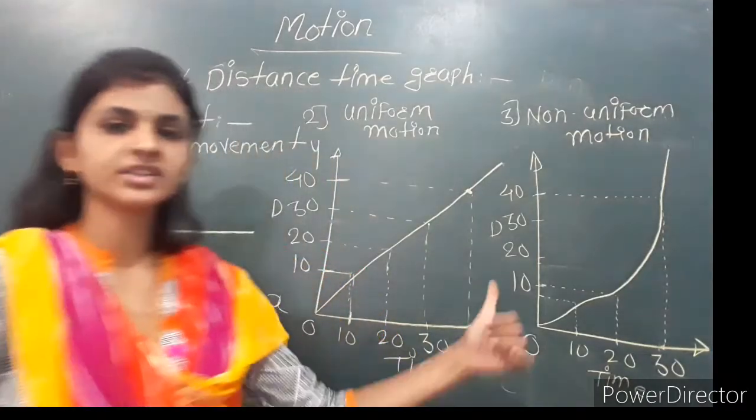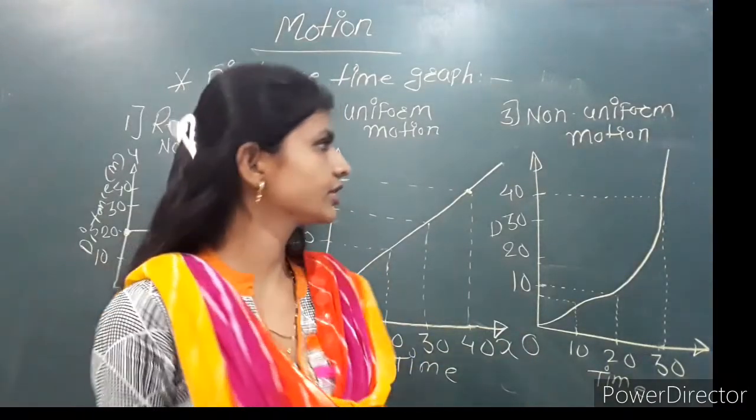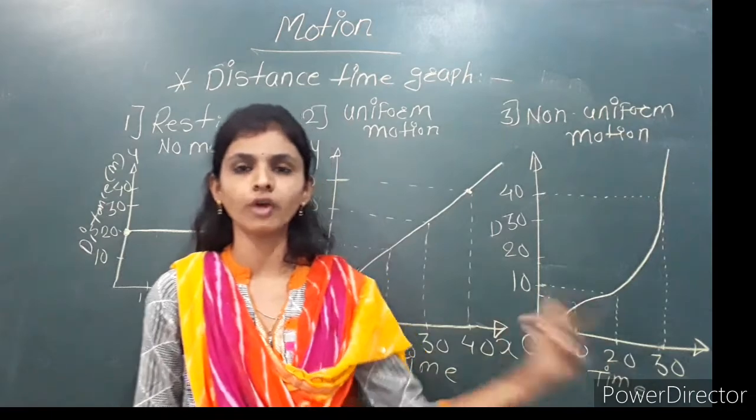Okay, so this is a graphical representation when an object moves with non-uniform motion.